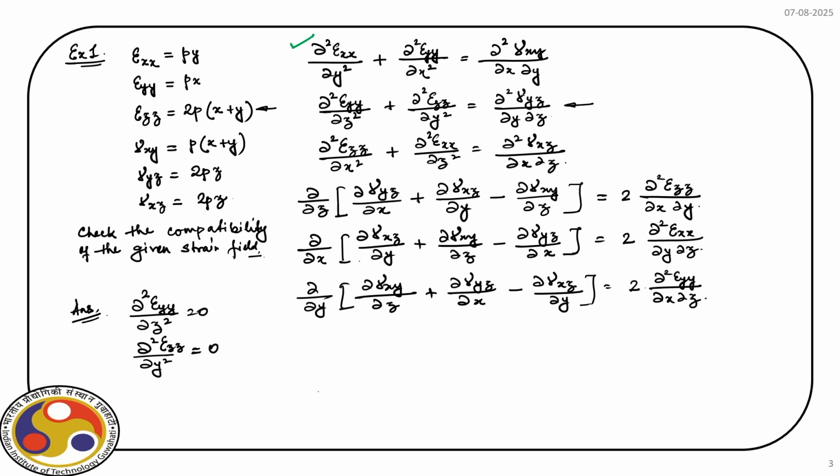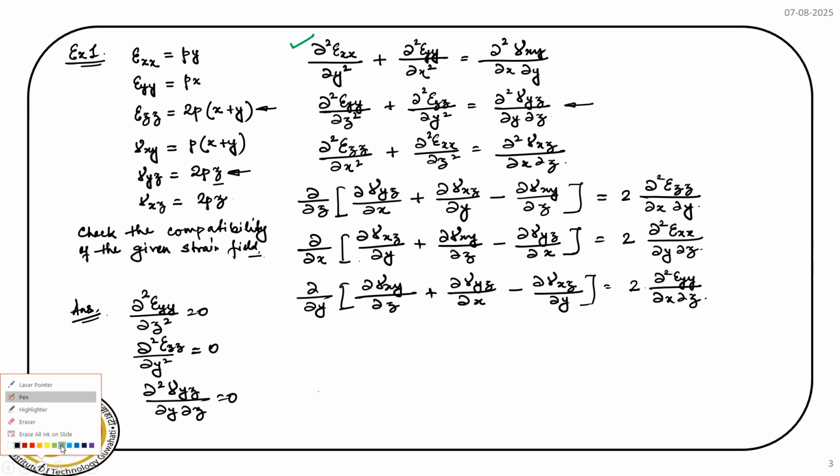Then on the right hand side, we have gamma yz. Obviously, it is a function of z. So, if we differentiate with respect to y and z, again it will be 0, right. So, this quantity is 0. That means the second equation is also satisfied. Let us quickly check third equation.